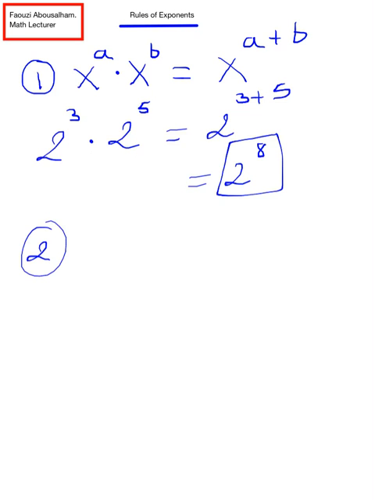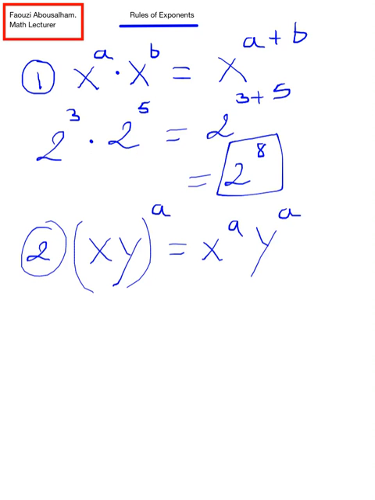Well, let's talk about product to power. Like for example, we have xy to the a. Now here we're going to distribute the exponent among x and y. So it's going to be x to the a times y to the a.